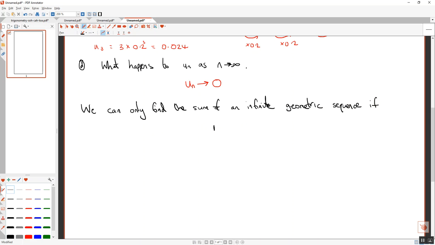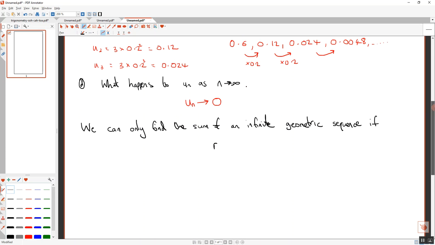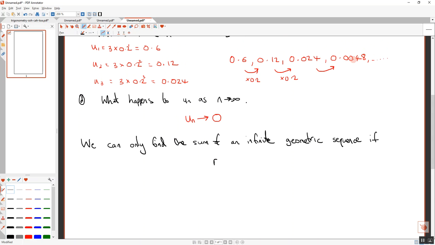If our value of r... what do you think that our value of r has to be if I want to find the sum of a geometric sequence? If I want these values to be getting closer and closer to zero, it has to be what? Sorry? It has to be less than one, good. It also has to be greater than negative one. That's a really, really important point, so this is something that you must remember.